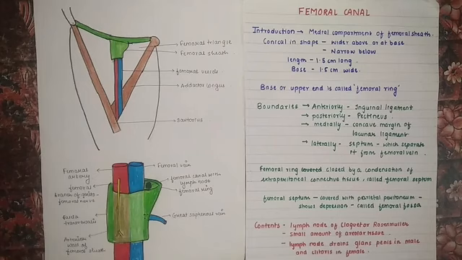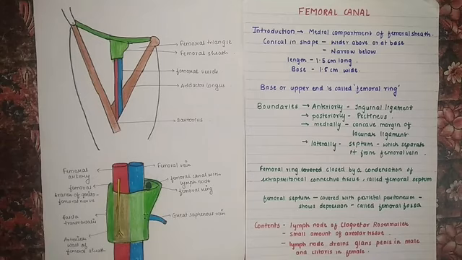I am going to upload all the syllabus of anatomy for first year students, including upper limb, lower limb, thorax, abdomen, pelvis, as well as CNS. So we have already started with the lower limb session. Our today's topic is femoral canal. We will be studying this topic under three subheadings, that is introduction, boundaries, and the contents.